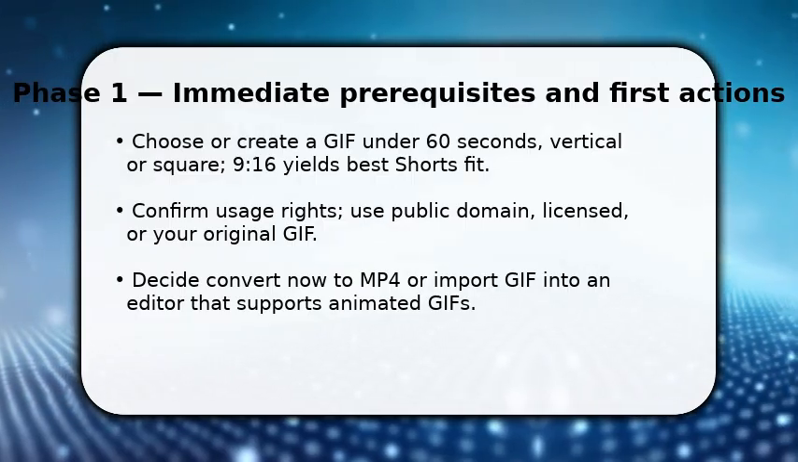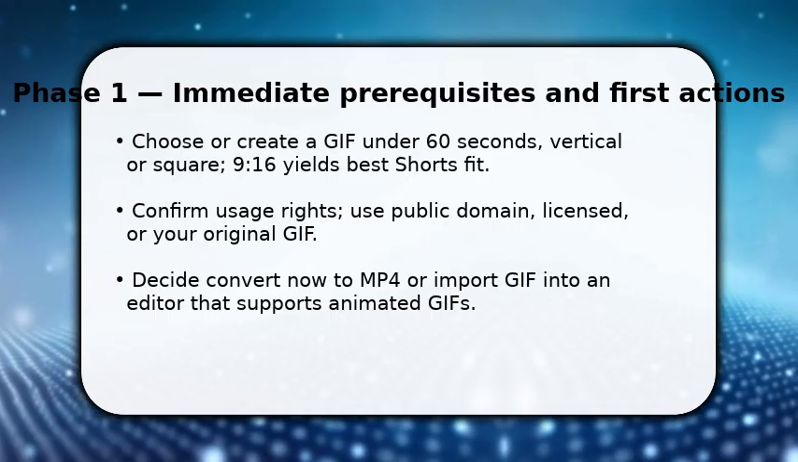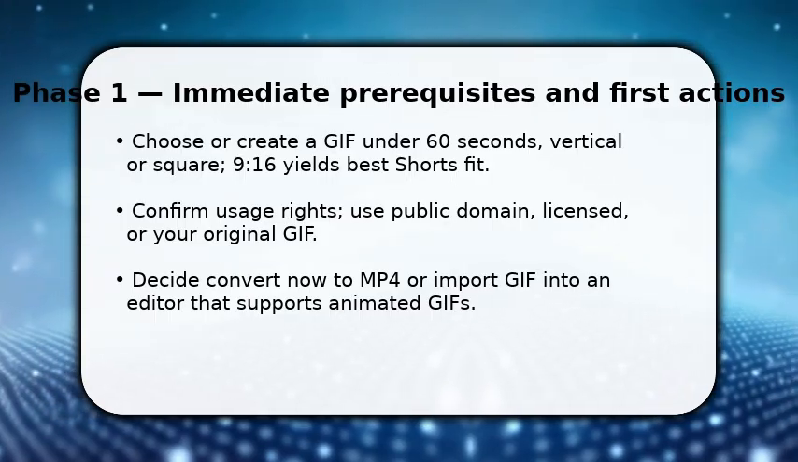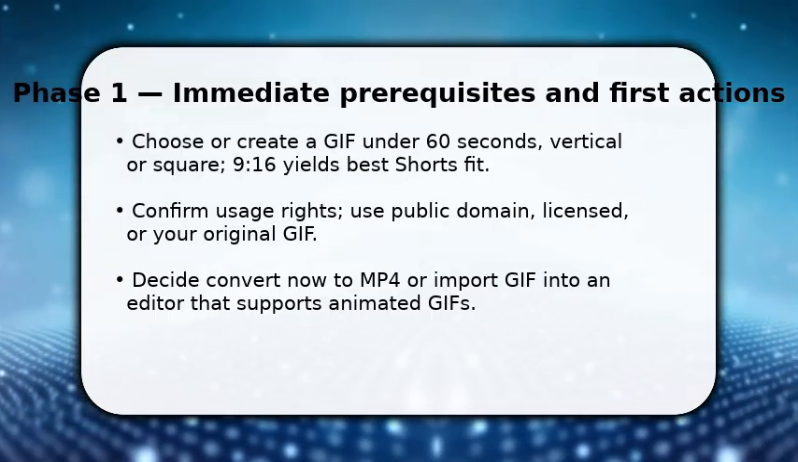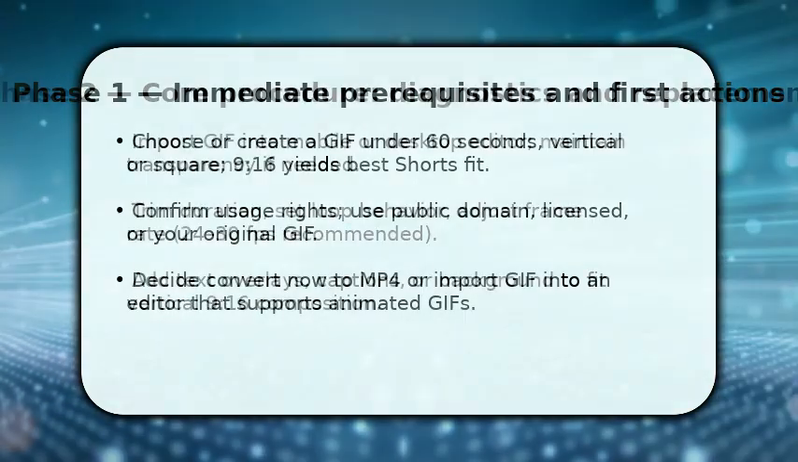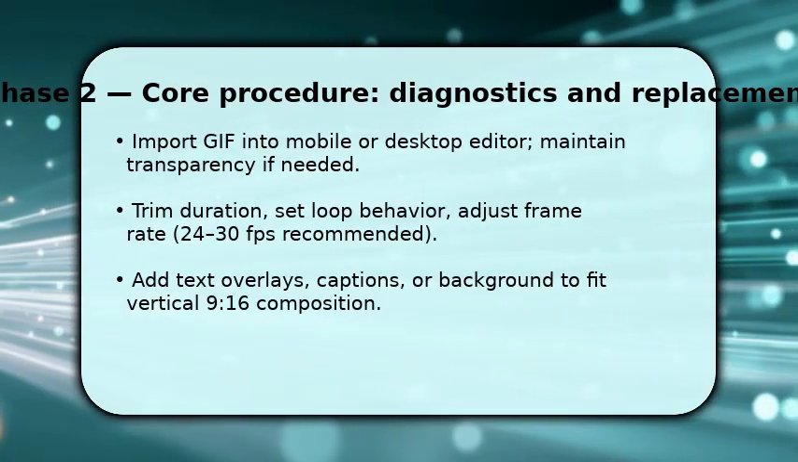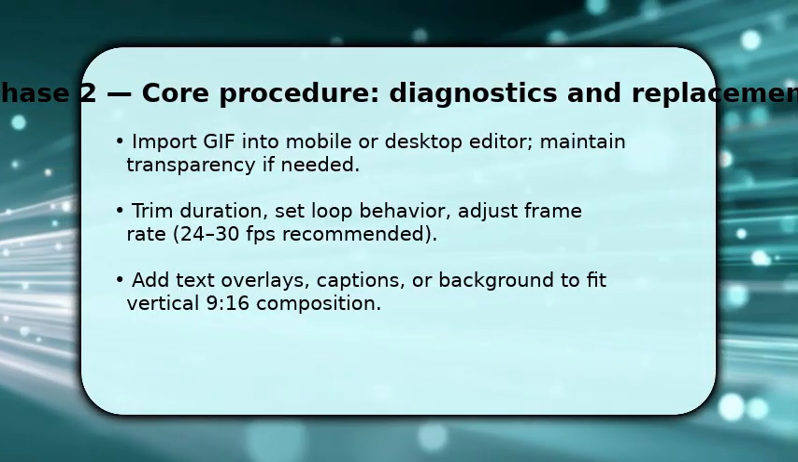Make sure file size is reasonable and duration stays within 60 seconds. This saves upload headaches and keeps YouTube behavior predictable. Now you refine the GIF for shorts. Import it into your editor and trim to the most engaging segment.